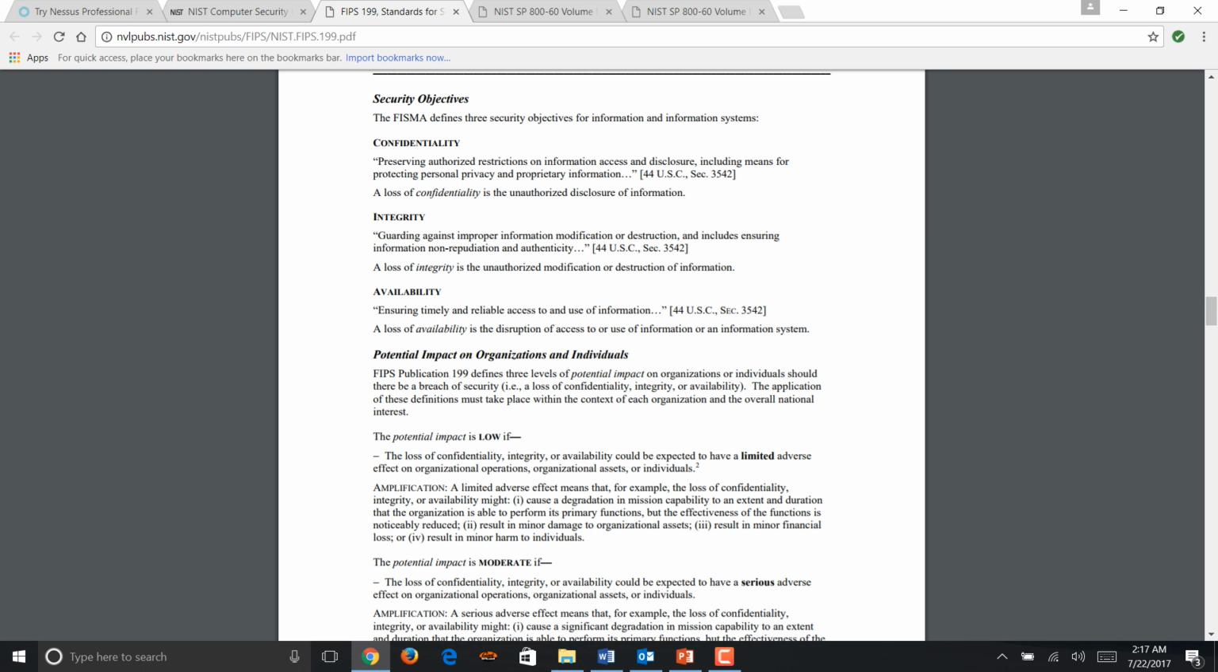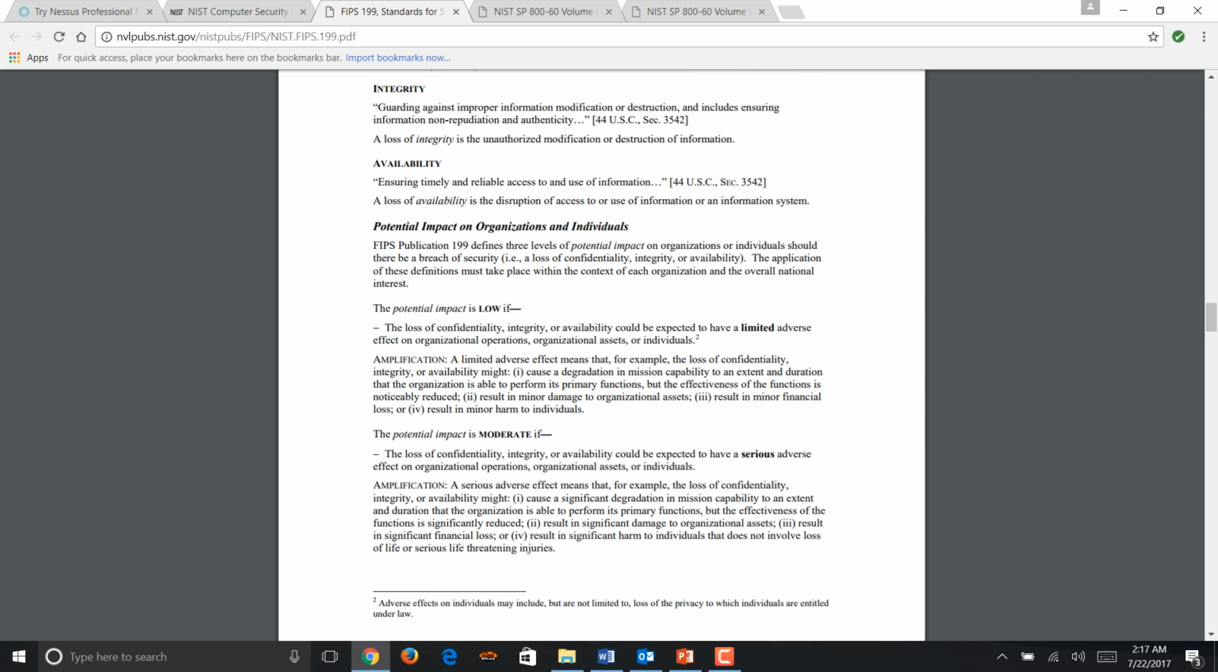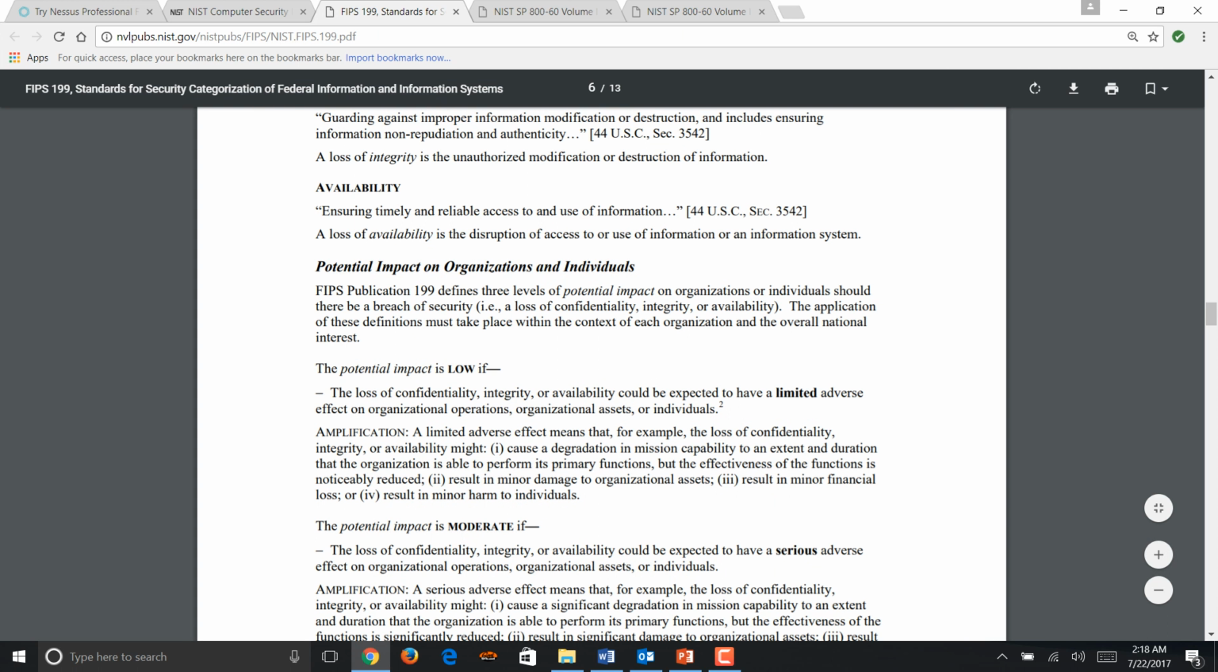Now, when we say the potential impact is low, it means that the effect of the cyber attack, the effect of the security breach, according to the NIST definition of low impact, is that loss of confidentiality, integrity, or availability could be expected to have a limited adverse effect on the organization's operations, the organization's assets, or individuals. So that is when we say the impact is low.